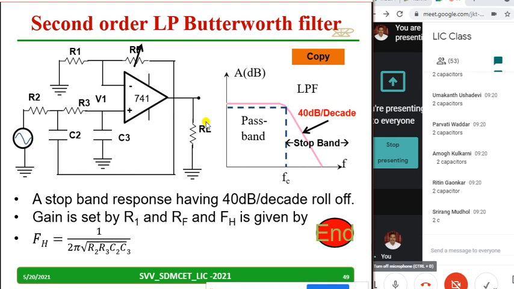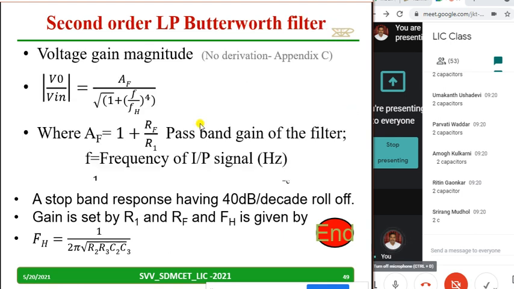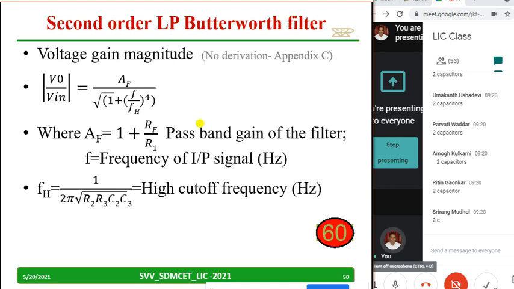Hope most of you have completed copying this, and let me go to the next. For this, we don't have a derivation. Directly you have to remember the equation V0 by Vin equal to. No sir, I want to study the derivation, whether you ask in the exam or not, whether it is in the syllabus or not. Very good, if such students are there, I am happy. Let them go to Appendix C of the book. A complete derivation is given. They can practice and go through. As of now, for the syllabus, if you remember the gain equation, it's enough.